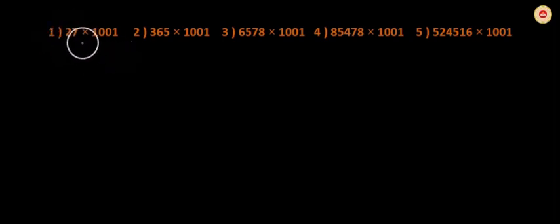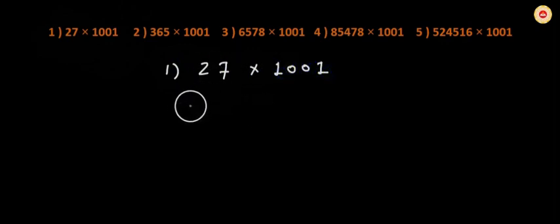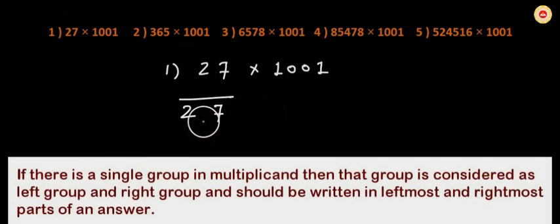First example is 27 multiplied by 1001. What is multiplicand? 27. So let us write multiplicand as it is. Now first step is form groups in the given multiplicand in such a way that every group will contain 3 digits, but there are 2 digits in the given multiplicand, so there will be only one group. This group contains 2 digits. Okay, as there is one group only, this group will be considered as leftmost group and rightmost group.